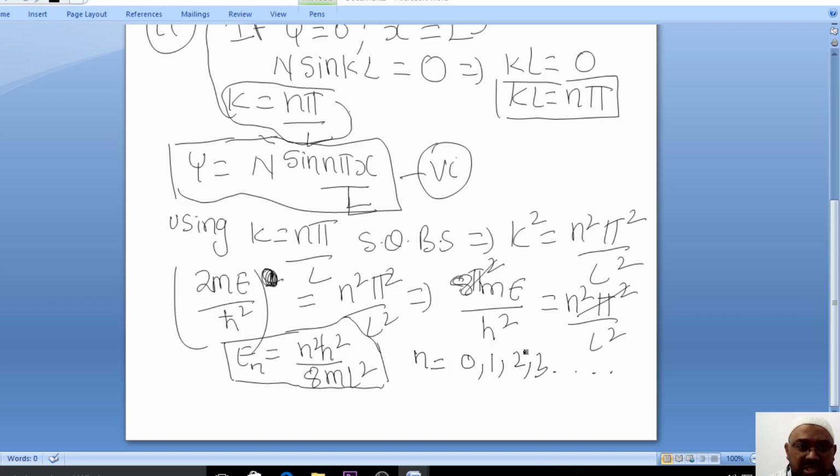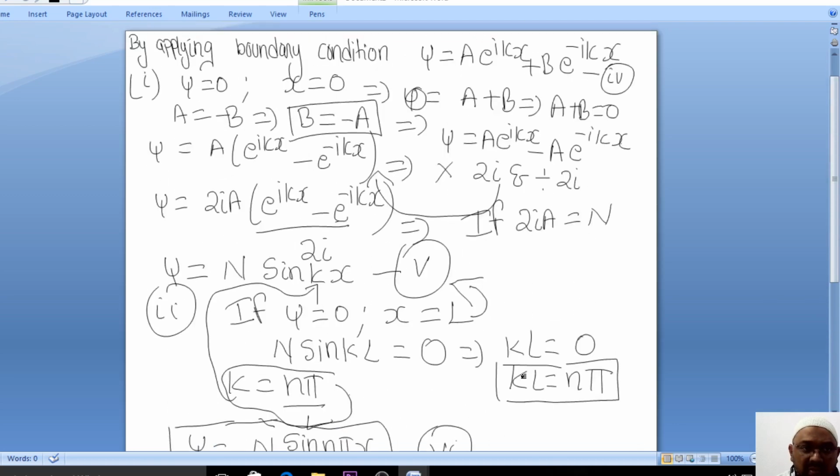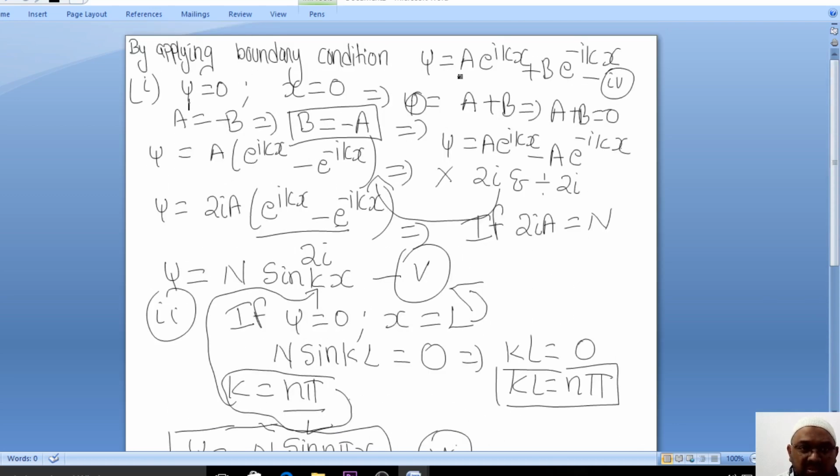So right from this expression we come to the conclusion that there exists a particle, and if the particle is existing, definitely it will have some energy. So that energy is given by En is equal to n square h square by 8 ml square, where n can take value from 0, 1, 2, 3. So we just start with this by applying the first boundary condition.